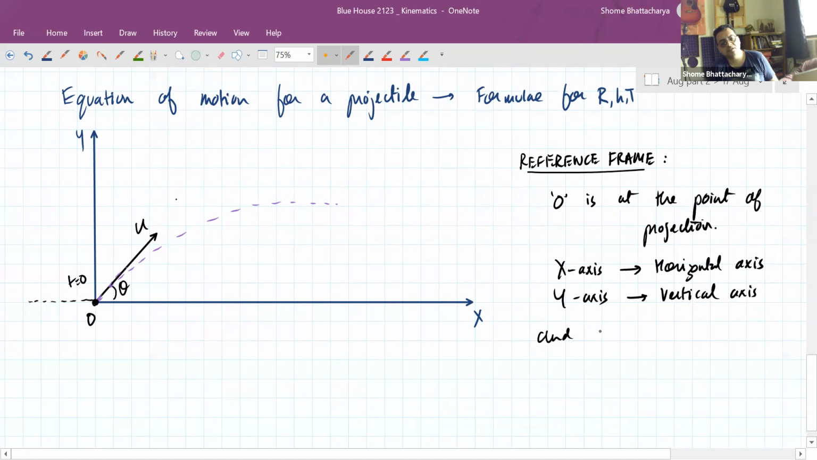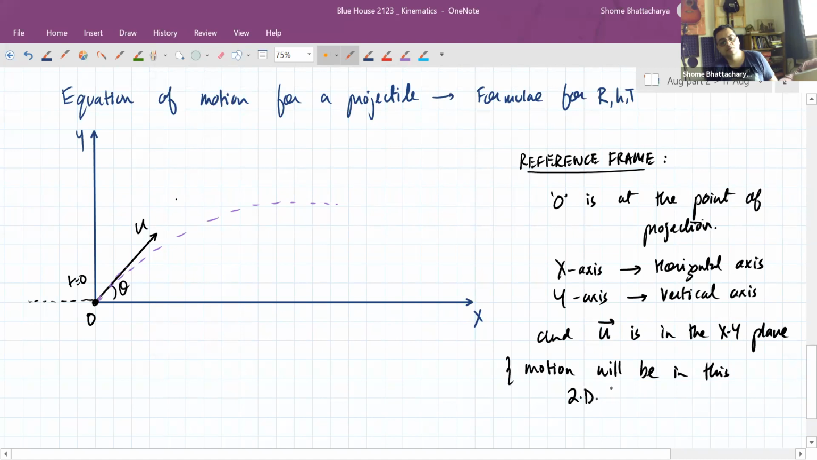Okay. And the initial velocity vector u is in the xy plane. So the motion itself will be in this two-dimensional xy plane. It will be restricted to this two-dimensional plane because the initial velocity is in the xy plane, and the net force that is acting on the body, gravitational force, is along the negative y-axis. So there's nothing to give it any z component of motion. So the motion is restricted to this two-dimensional plane.